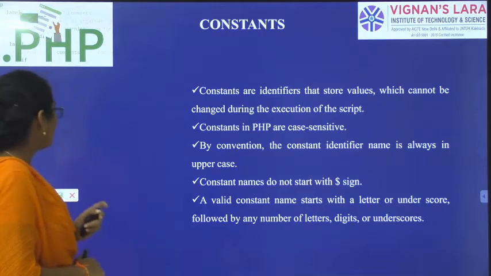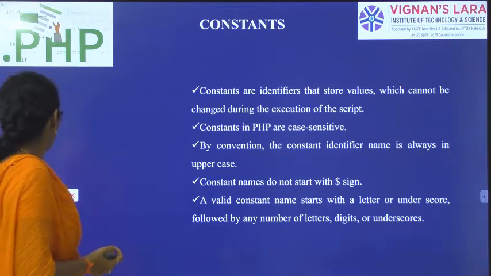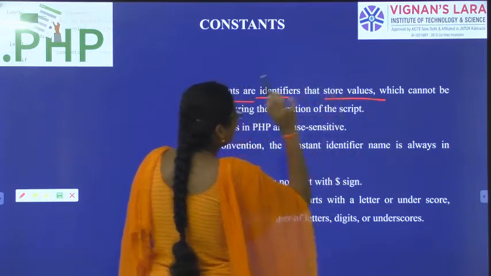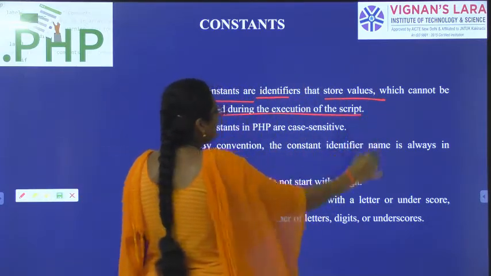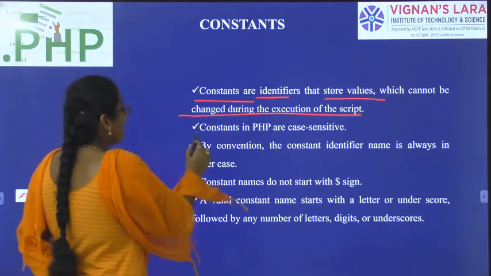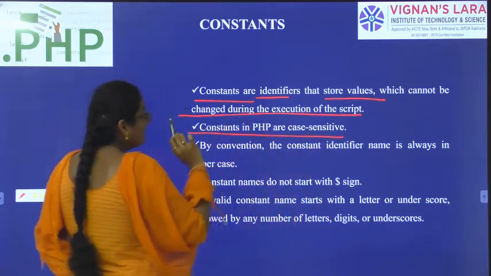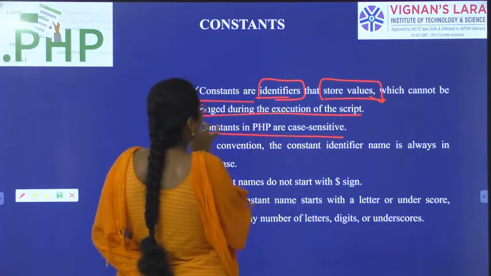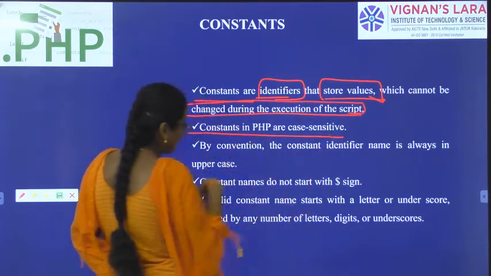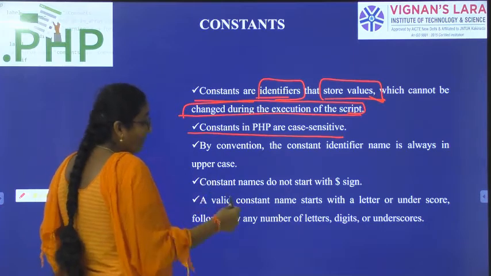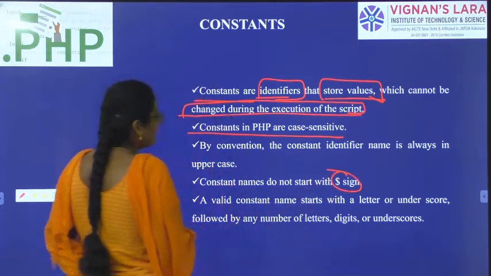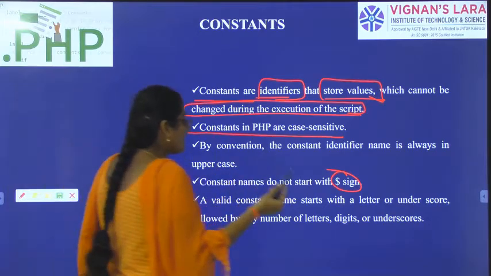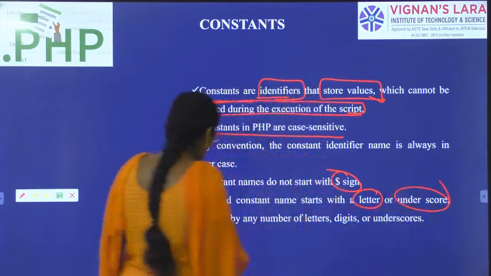So first of all, what is a constant? So constant is an identifier which can store values but it cannot be changed during the execution of script. Constants in PHP are case sensitive. Constant is an identifier which is used to store the value but it cannot be changed during the execution of script. Constant name need not be started with $ symbol. And finally, a valid constant will always start with a letter or underscore.